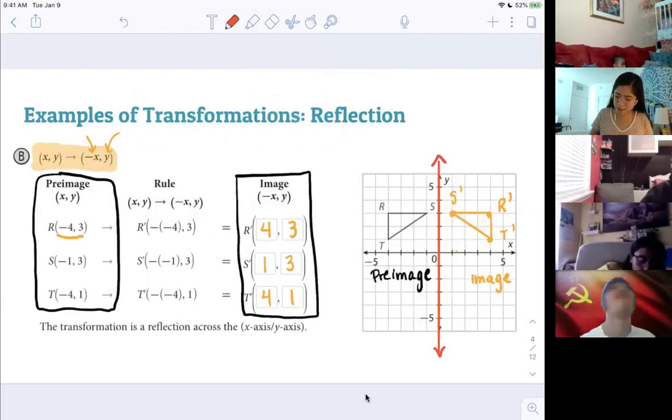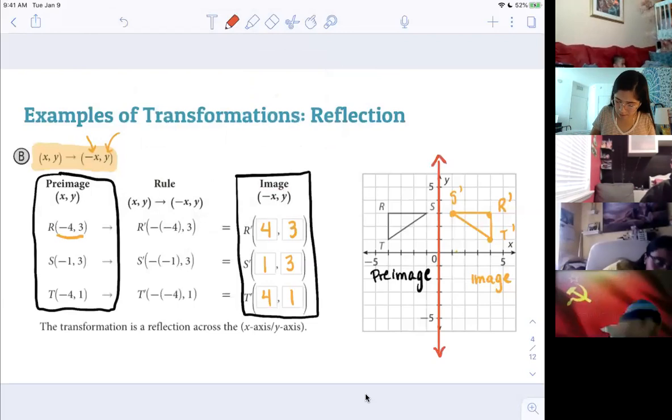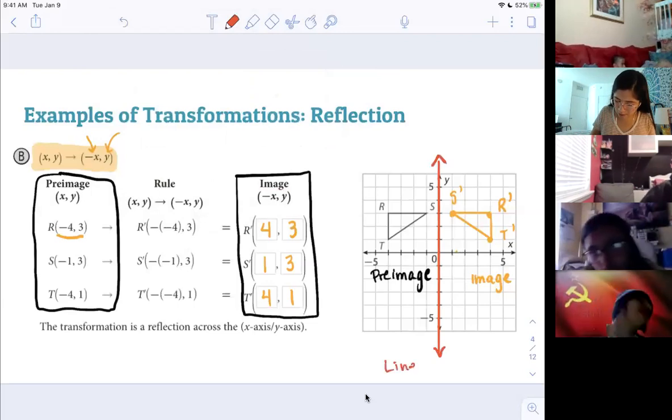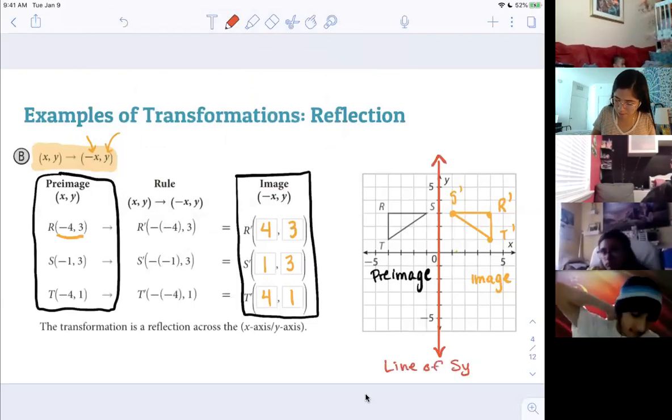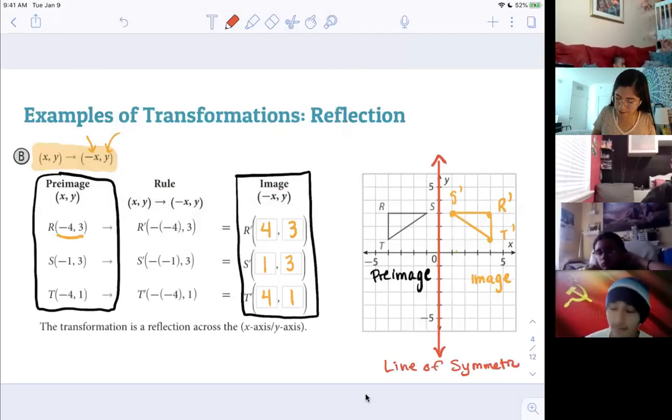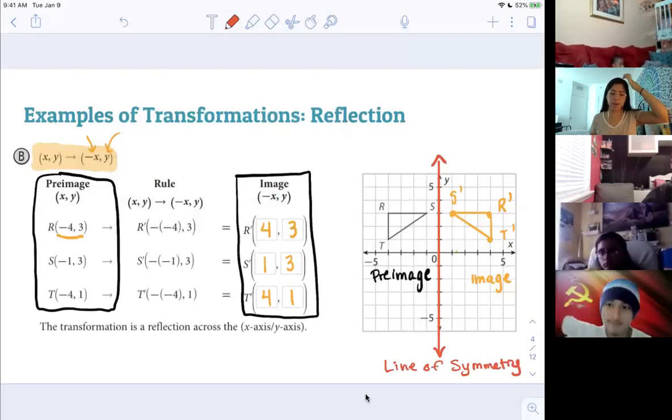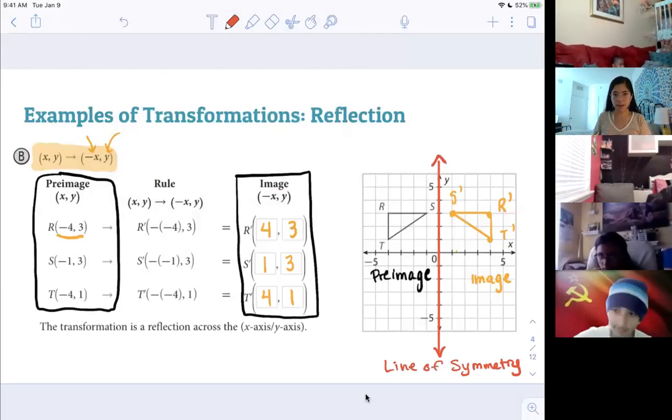And so what we call this is the line of symmetry. You might also see it as the line of reflection or the reflection line. Either way, it's the line that is cutting it in half, and it's the line that it flips over. So here it's saying the transformation is a reflection across the y-axis. So the y-axis is called the line of symmetry. That's your line of symmetry, yes.